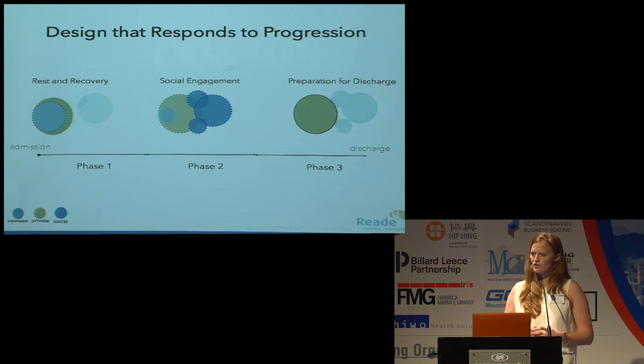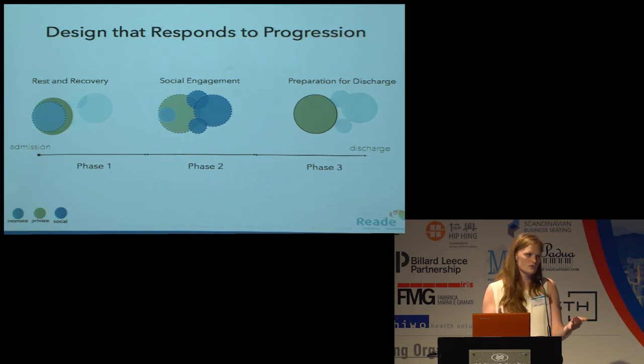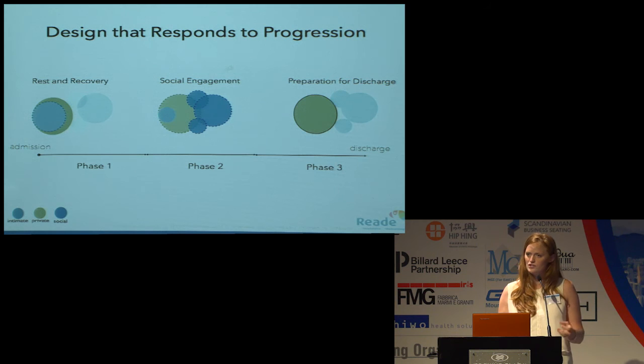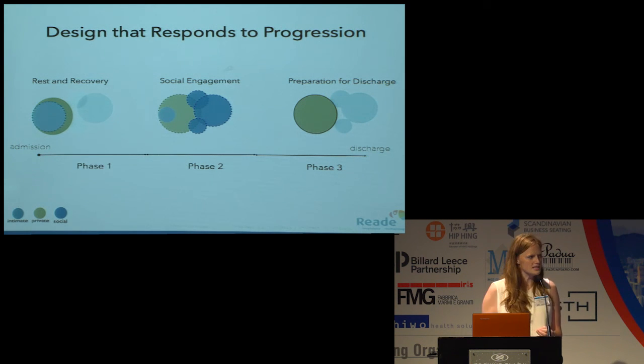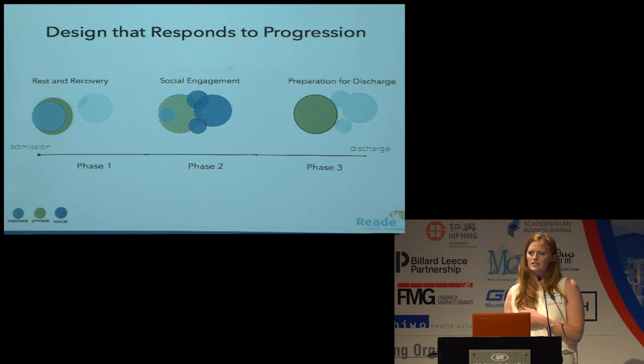But then as you get stronger and you can move from your bed, you need social engagement right outside the door. You need to know what you're getting into. It's going to take you a lot of energy. So you need to know where you're going, what you can predict, and you want to be able to find that.